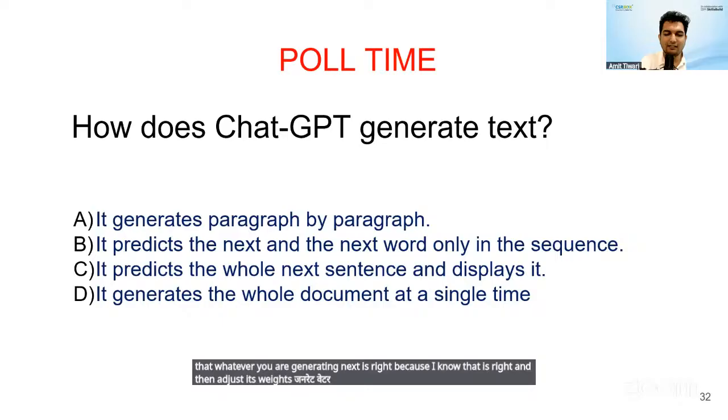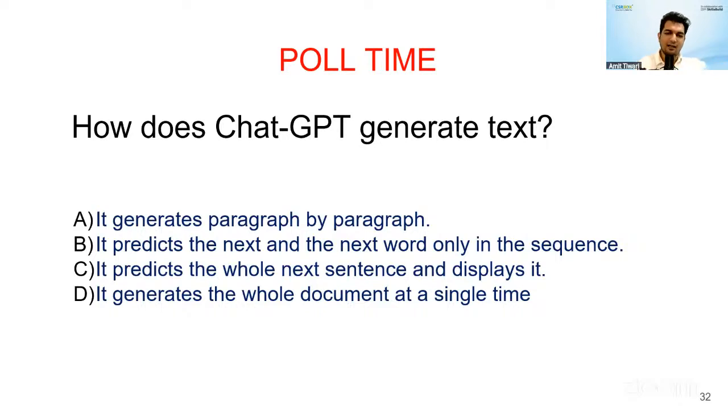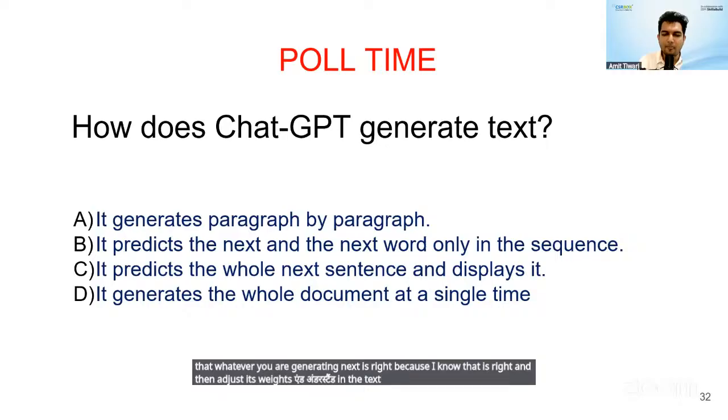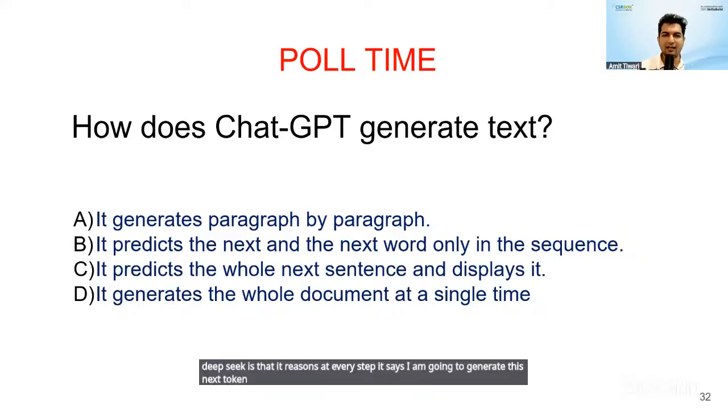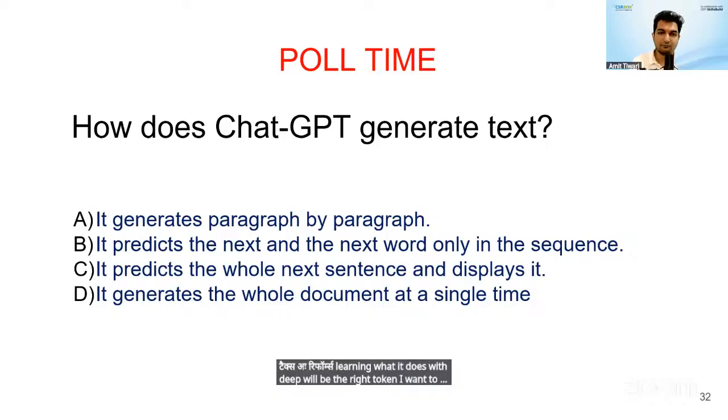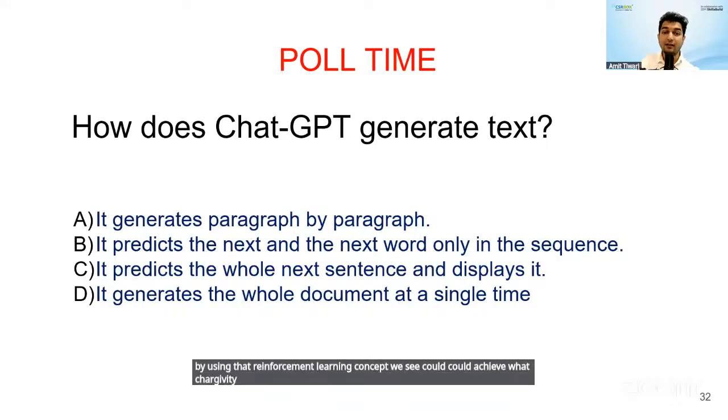So ChatGPT doesn't reason with itself. It says that whatever I'm generating next is what I have learned from all of the text that is there in the English language, by making connections between that text. What reinforcement learning does with DeepSeek is that it reasons at every step. It says, okay, I am going to generate this next token. Will it be the right token that I want to generate? And just by using that reinforcement learning concept, DeepSeek could achieve what ChatGPT could not, with as few GPUs as possible.